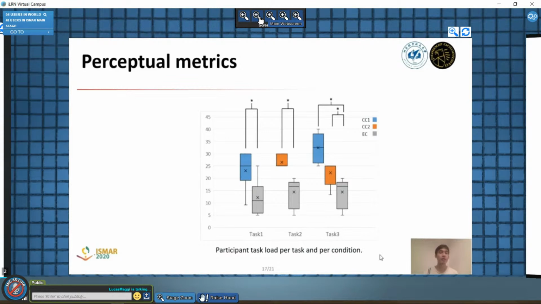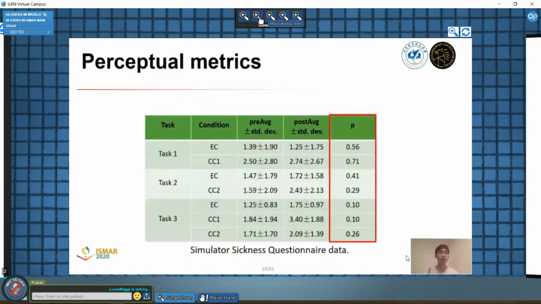We have also investigated perceptual metrics using standard questionnaires. Task load is significantly higher for CC1 and for CC2 compared to EC. We attribute this expected difference to the additional amount of navigation and view toggling required by CC1 and CC2 compared to EC, for which the user engaged the switch camera visualization just once.